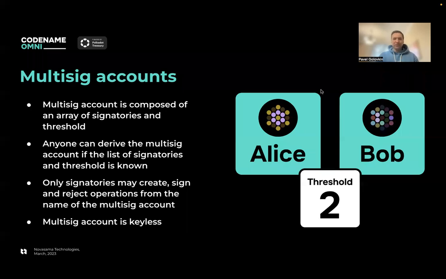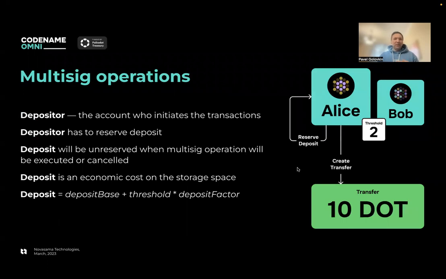So now we know what a multi-sig account is and what a threshold is. And what is a multi-sig operation? A multi-sig operation is an operation that is made from the name of a multi-sig account. And there is a person called the depositor. The depositor is the account who initiates the transaction, or in other words, who makes the first signing of the operation.